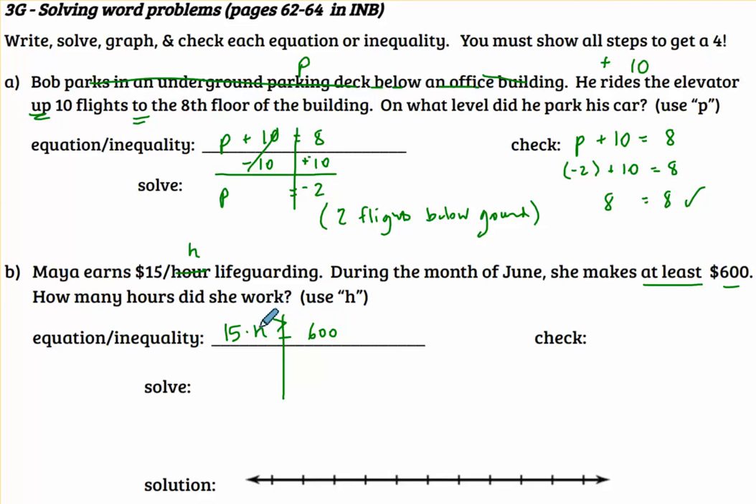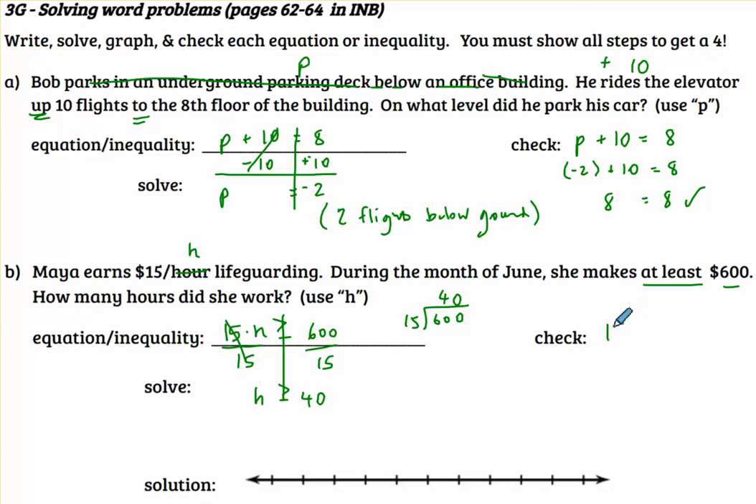How are we going to get rid of this times 15? We're going to divide by 15 on both sides. And when I do that, the 15 cancels out. I'm left with H. My symbol does not flip because I have not done anything with a negative. And then I do 15 into 600. Well, 15 into 60 goes 4 times, and 15 into 0 goes 0. So your answer should be H is greater than or equal to 40.